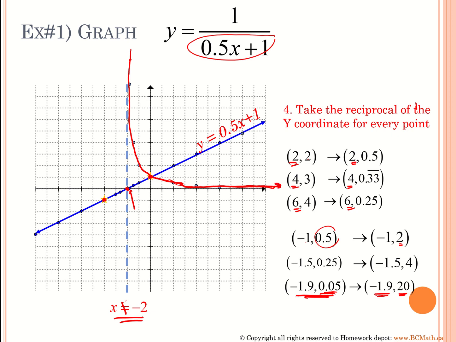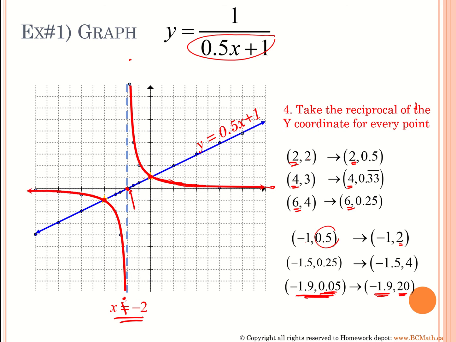Okay, and same thing on the other side. You take these points that are really close to the x-axis, where it's really small, and then the reciprocal becomes something really far away from the x-axis, and your graph will look something like this. Okay, so there's that, and then the left side looks like that.